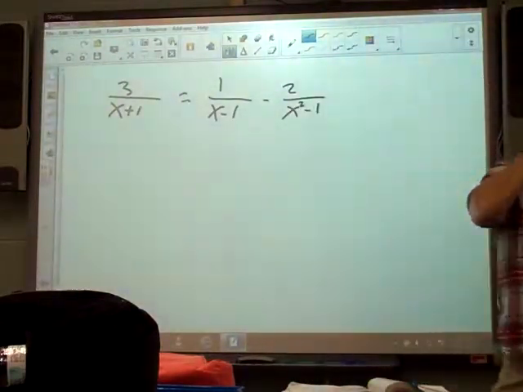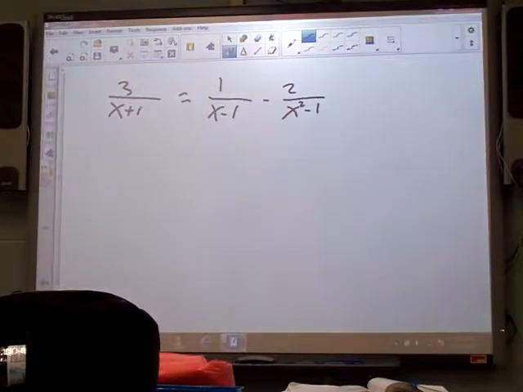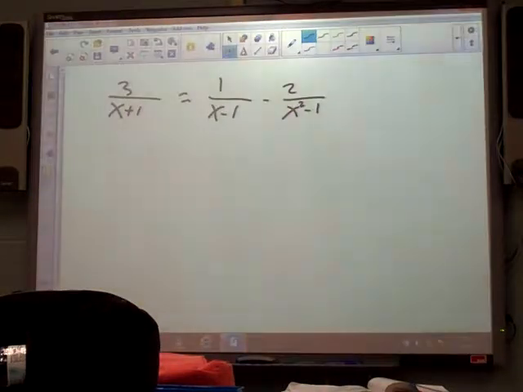Alright, so we've stepped it up a notch here. Now our denominators are binomials. When we get denominators that are binomials or trinomials, we're going to have to factor them to find what parts we have, to know what our common denominator needs to be. And the way it's written, we know our common denominator already if we're looking.